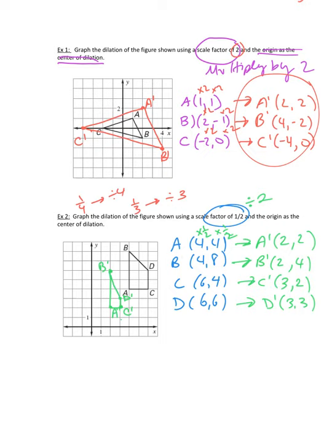Becomes 2, 2. A is right. B was at 4, 8. Half of that is 2 and 4. Yeah, B prime I graphed too high.